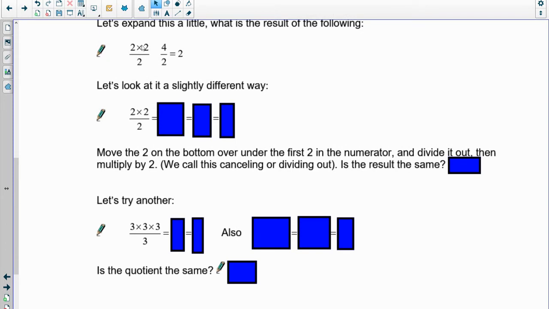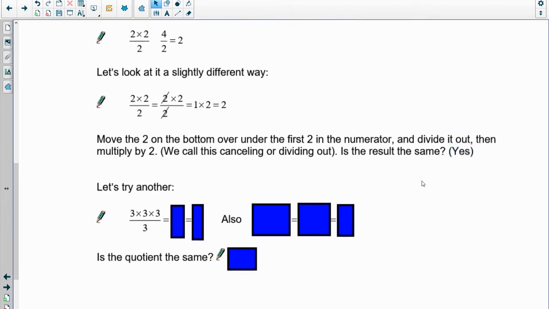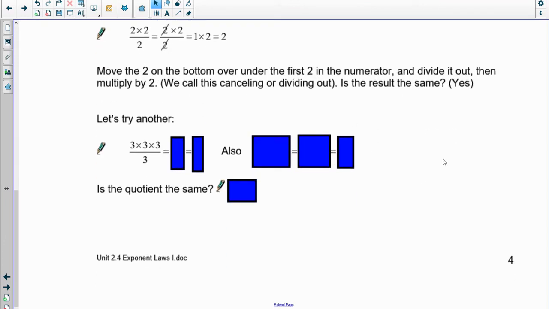Now I want to change this slightly. I want to take 2 times 2 and change it like this. What if I slid this 2 over underneath the first 2? Now I'm going to put this on hold. 2 divided by 2 is 1. And of course 1 times 2 is equal to 2. Notice that the answers are the same. This is called canceling out or dividing out. And remember, you can only cancel out 1 to 1, like a 2 on the top and 2 on the bottom. If it was anything else, you couldn't do it, like a 2 and a 3 wouldn't work. Okay? Now, is the result the same when you look at the 2 here and the 2 here? Yes. All right. Let me show you another example.